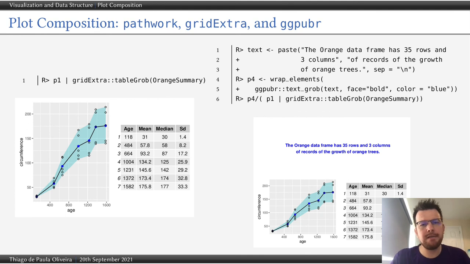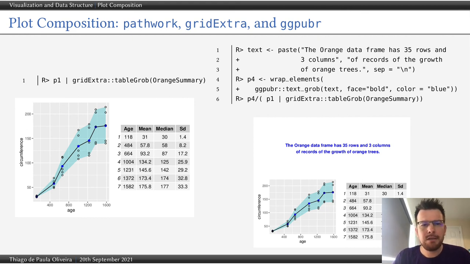On the left side, I'm showing the orange data, where I'm including the blue points to summarize the marginal mean, with a line here too. And for the table, I'm using tableGrob to add this table together with the plot. This table shows the mean, median, and standard deviation over the age of the tree.